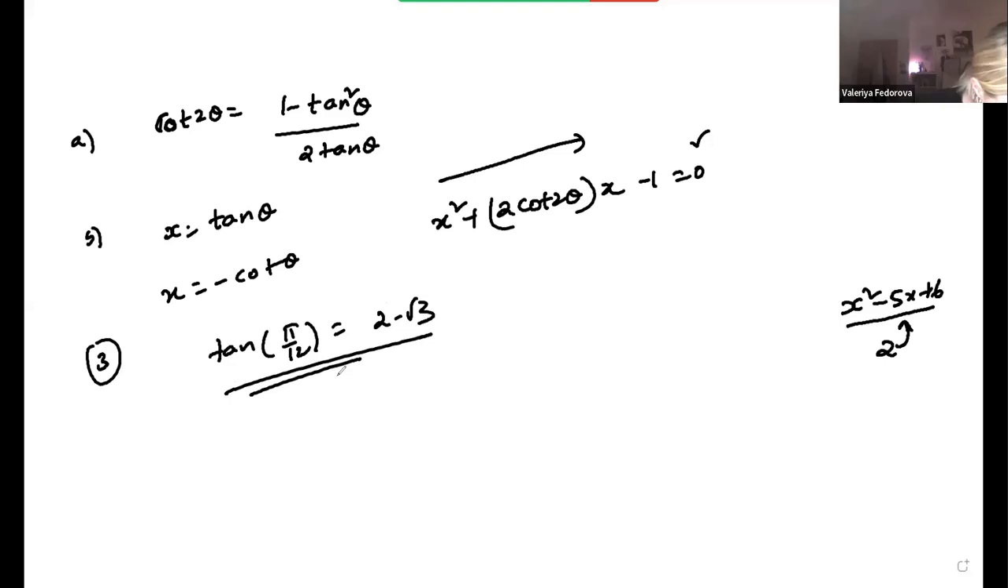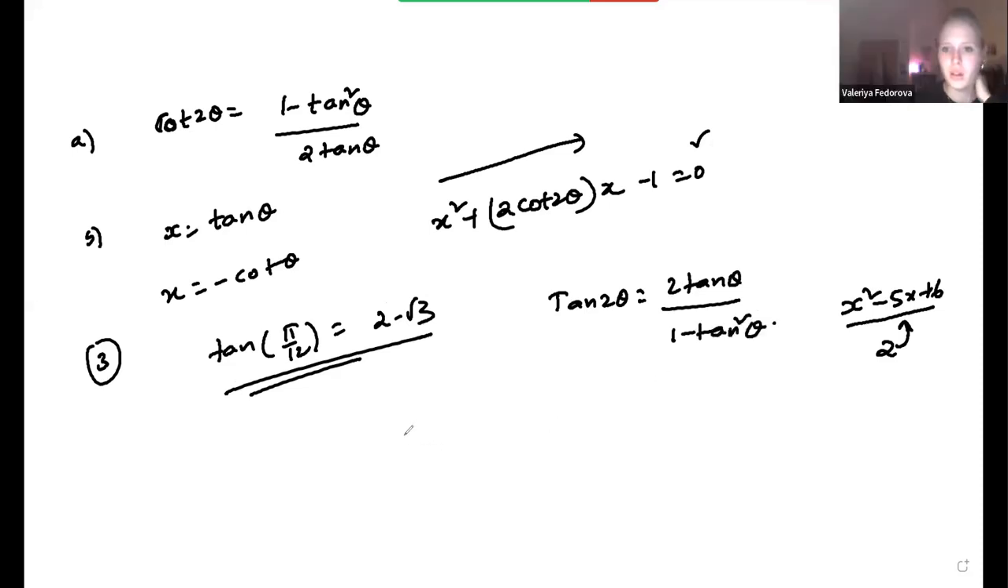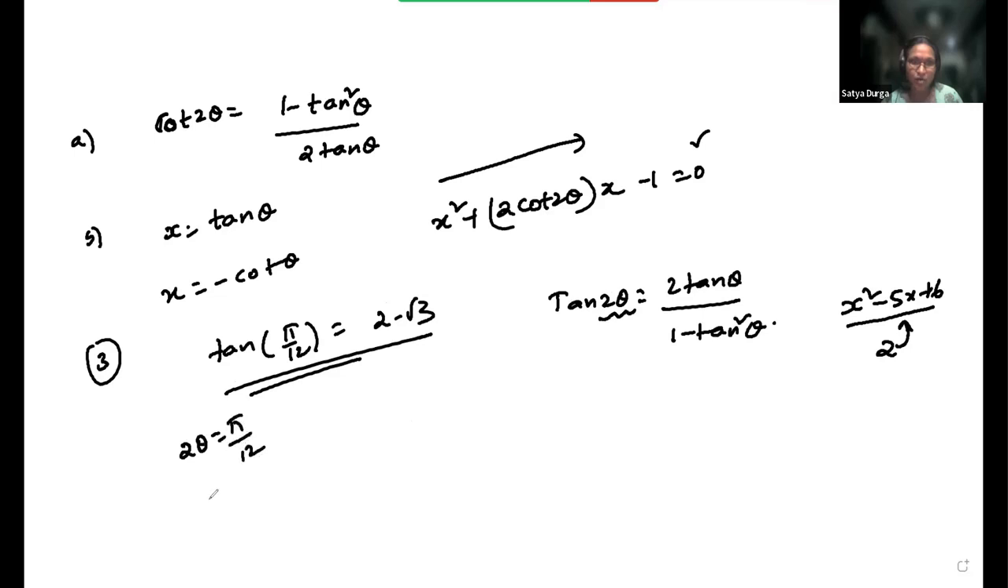Okay, see, generally you already wrote that tan 2 theta is equal to 2 tan theta by 1 minus tan square theta. That means in the place of theta, what you have to keep? See, you want tan pi by 12. You know this formula. So if I equate 2 theta to pi by 12, what is your theta? Pi by 24, right? Isn't it?